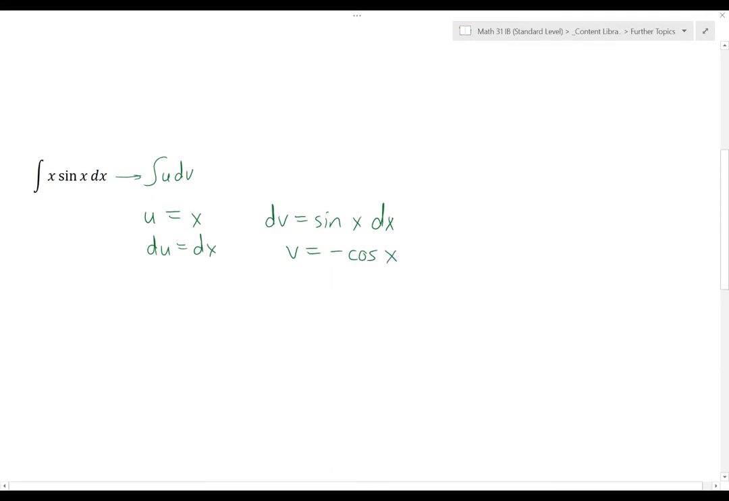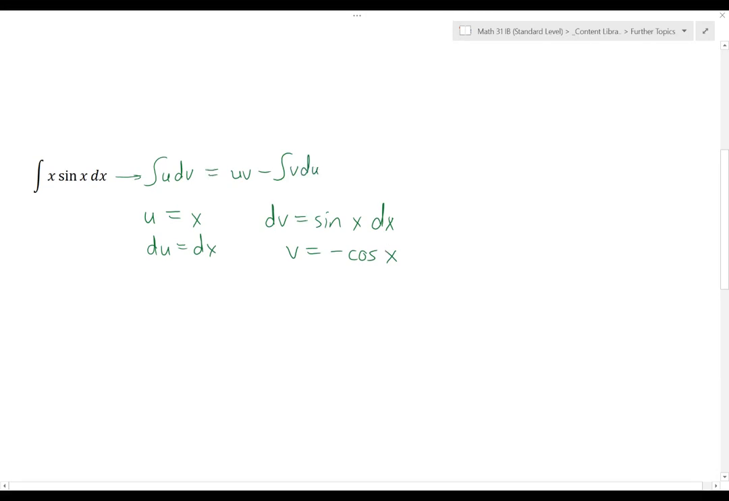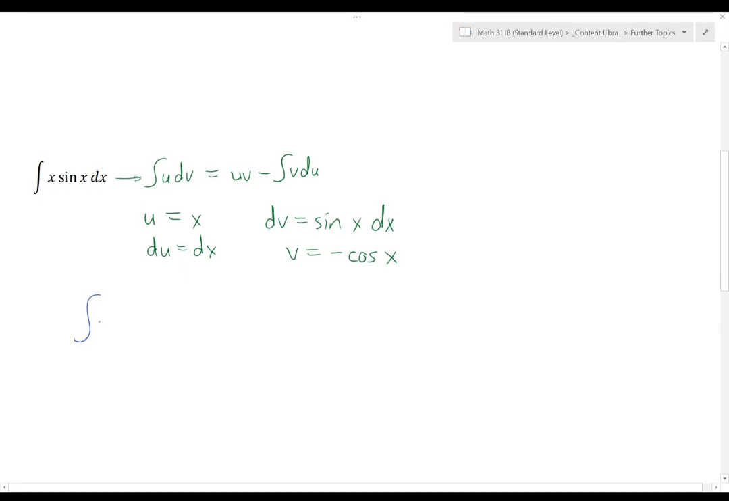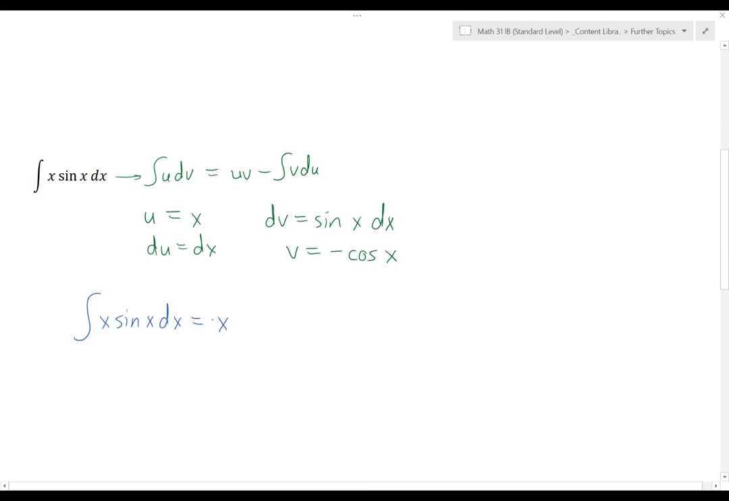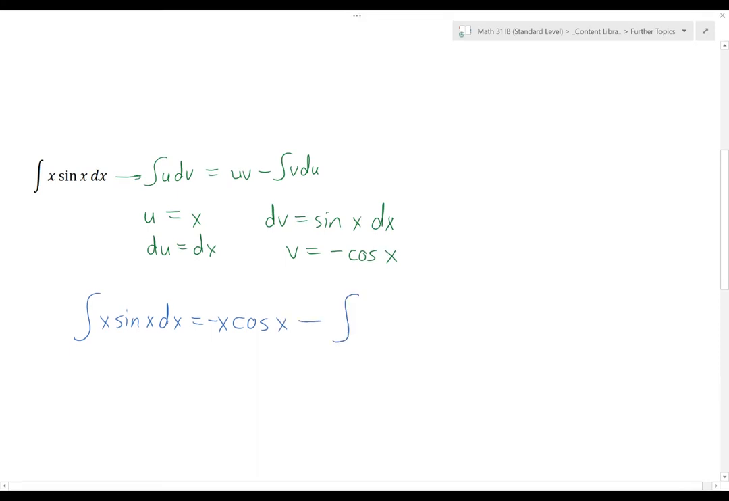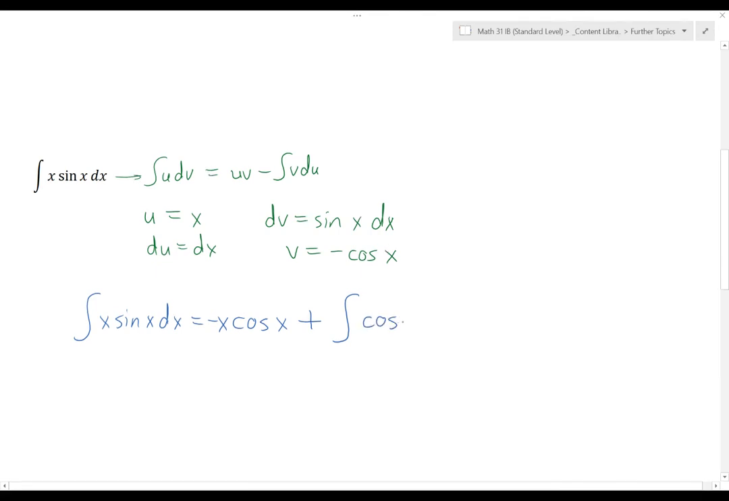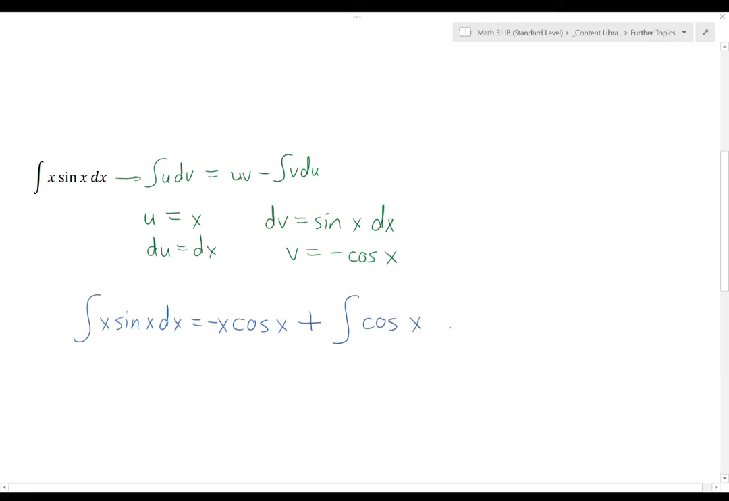Now I have all the parts I need for my integration by parts. Remember, the integral of u dv is equal to uv minus the integral of v du. So the integral of x sine x dx is equal to u, which is x, times v, which is negative cos x, and then minus the integral of v, which is negative cos x, so that becomes plus the integral of cos x, times du, which is just dx.